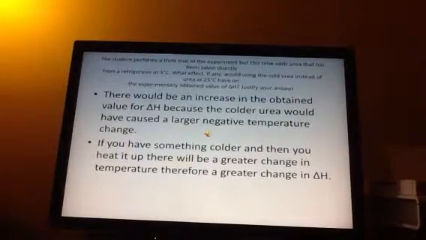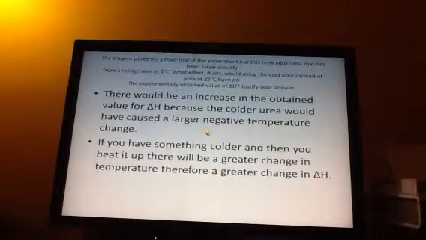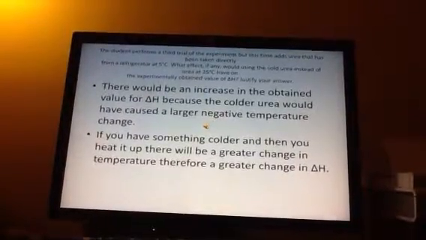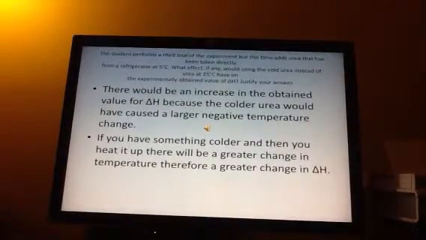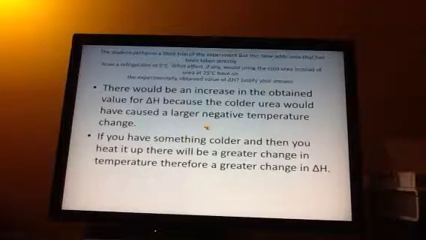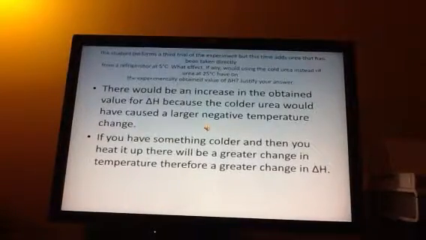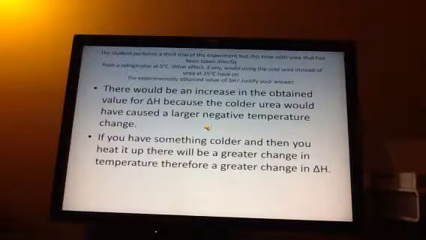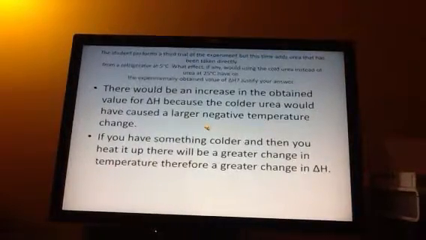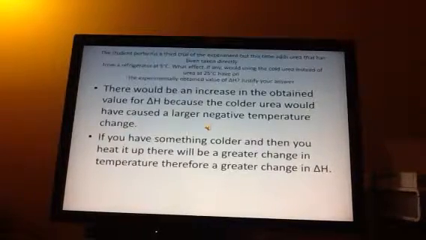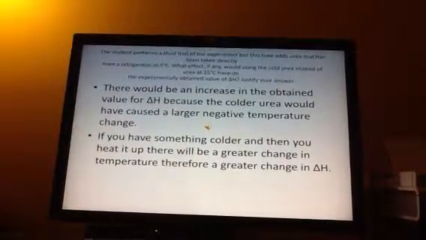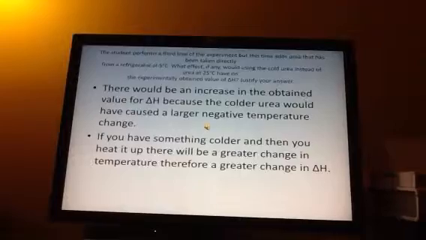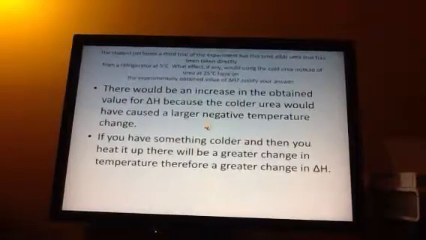And then the last question says, the student performs a third trial of the experiment, but this time adds urea that has been taken directly from a refrigerator at 5 degrees Celsius. What effect, if any, would using the cold urea instead of the urea at 25 degrees Celsius have on the experimentally obtained value of delta H? This question is more of a thinking question. So you know that there would be an increase in the obtained value for delta H because the colder urea would have caused a larger change in temperature, because when you heat something when it's cold, it will change farther than something that's already hot. If you have something colder, then you heat it up, there will be a greater change in temperature and therefore a greater change in delta H.